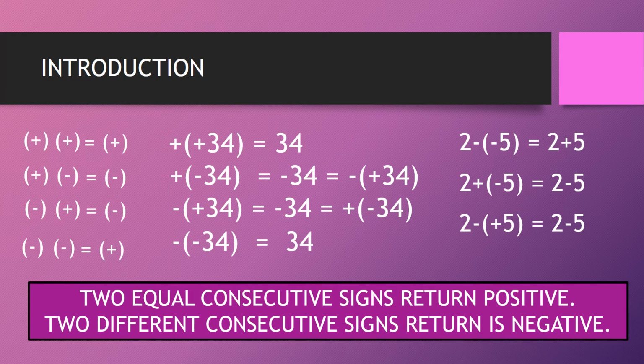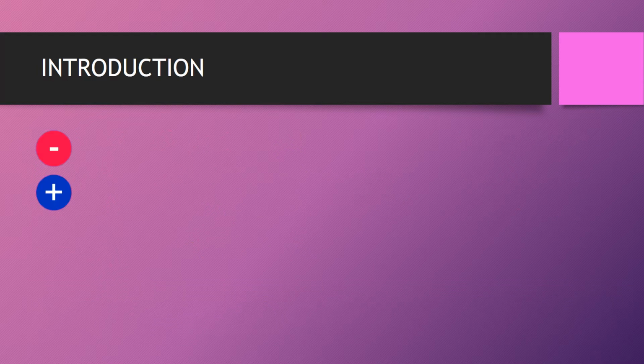And finally, I can give you this final conclusion. If you have two equal consecutive signs, the result is positive. When you have two different consecutive signs, the result is negative. Then remember, positive and positive is always positive. Negative with negative is always positive. But when you have different signs, it is negative.